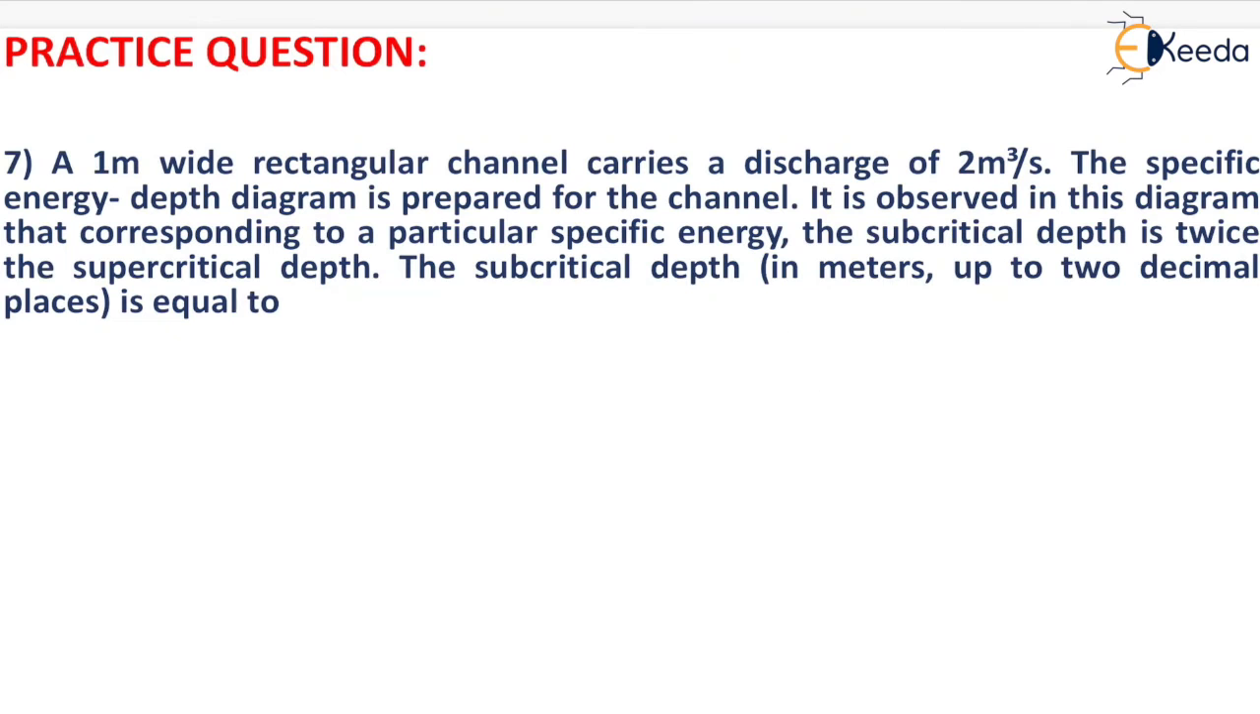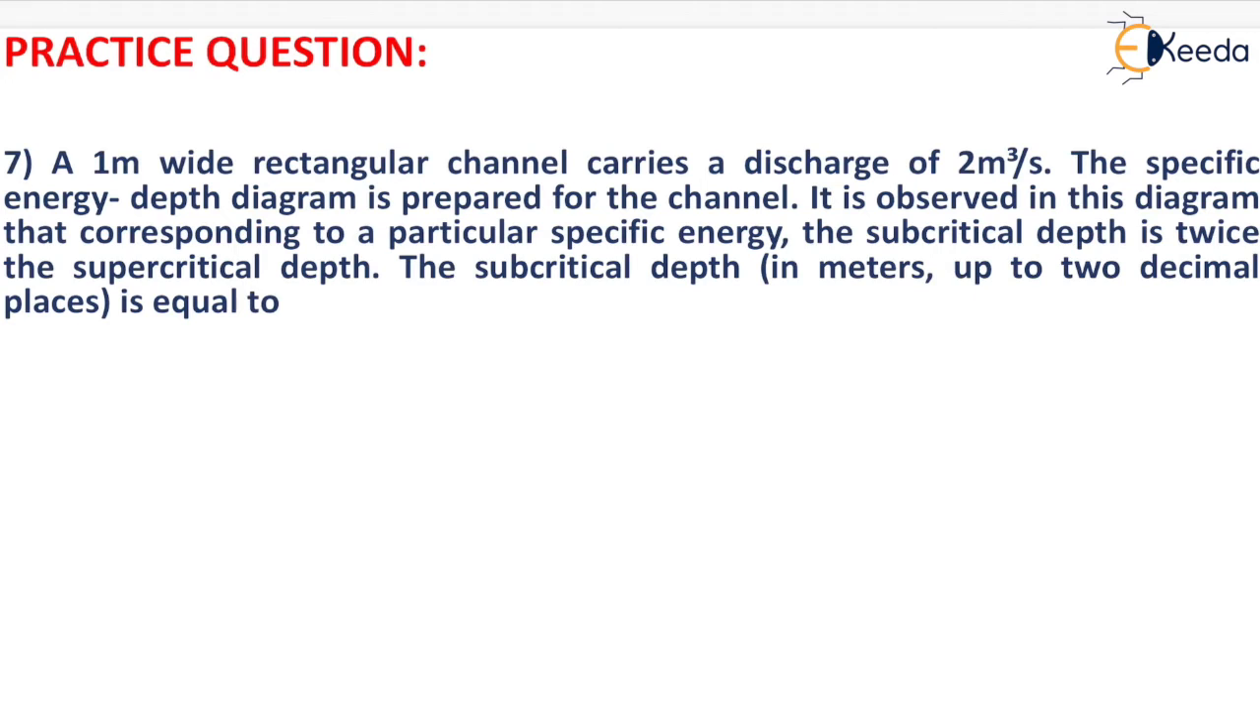The question is written as: a 1 meter wide rectangular channel carries a discharge of 2 meter cube per second. The specific energy depth diagram is prepared for the channel. It is observed in this diagram that corresponding to a particular specific energy, the subcritical depth is twice the supercritical depth. The subcritical depth in meter up to 2 decimal places is equal to.